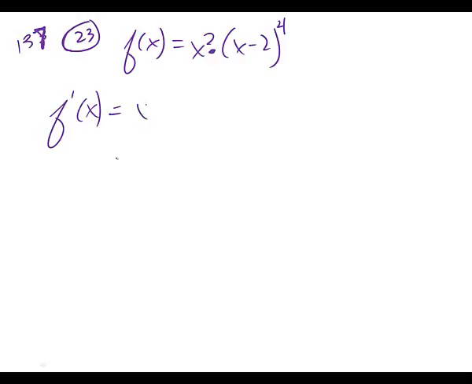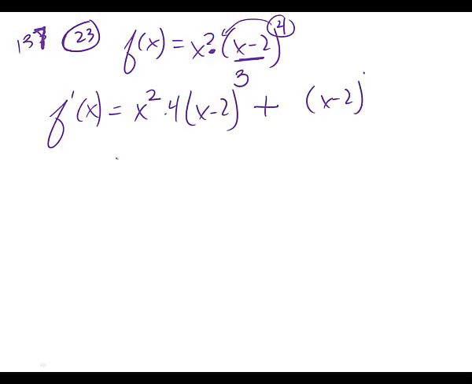Alright, so I keep the first, and then I take the derivative of the second. So where's the 4 going to end up? In the front. So 4 times x minus 2 to the third. And then what's the derivative of the inside? 1. But I still got to check that, right? You can't just not do it. Alright, and then I'm going to keep the second. And the derivative of the first is what? 2x. I'd probably leave it like that.